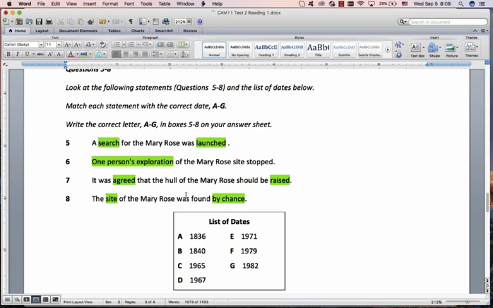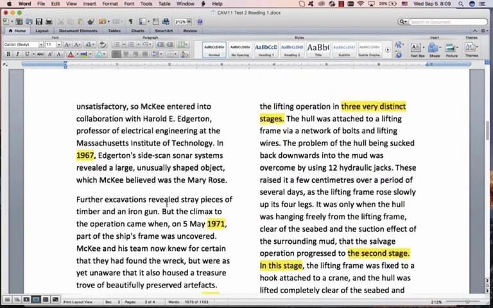maybe. All right. So now we're going to go to each date, find the sentence, and see if we can match it with any one of these. There's no real great keywords here. Hopefully the sentences will give us something better.